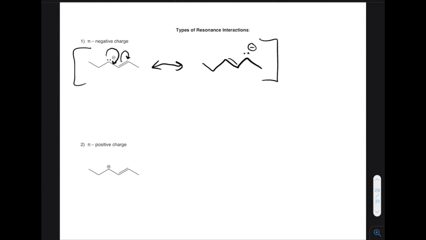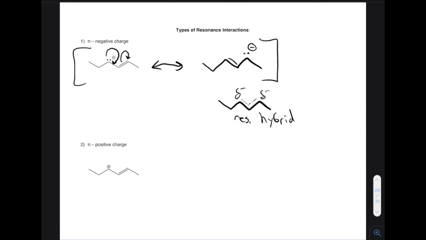We can draw the resonance hybrid too, if we choose to. Probably won't do that for every one, but just to show you here, negative charge, right? So this is the resonance hybrid. Okay, so looking at the next example.